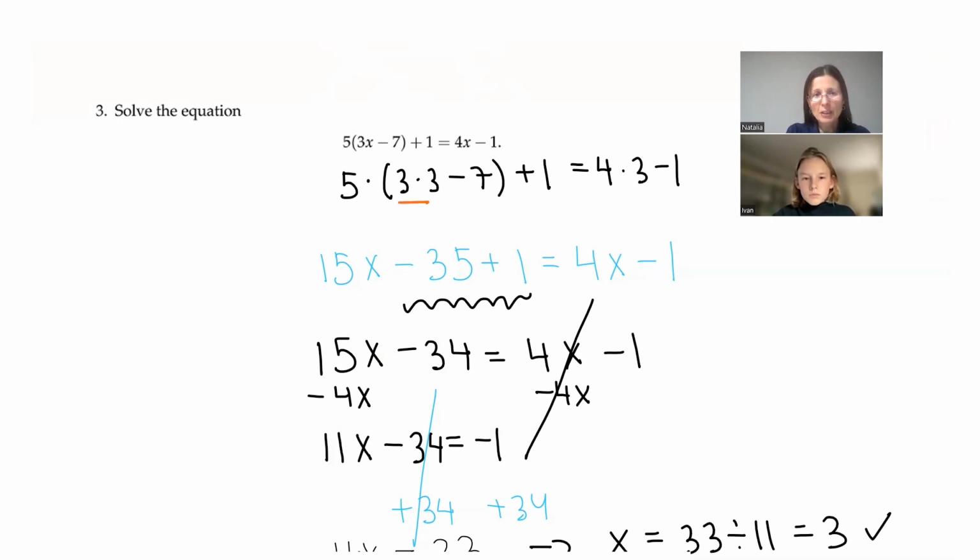3 times 3 is 9. Minus 7 is 2. Then 5 times 2 is 10. Plus 1, this is 11. And the right side is 4 times 3 is 12. Minus 1 is also 11. It works. So we know our solution to the equation is correct.